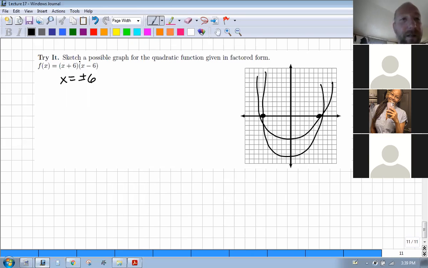We could tell because x times x would be an x squared, so it opens upward. Right, if we multiplied this out, this would be x squared minus 36. So this would be the one that is at -36, but looks just like x squared.